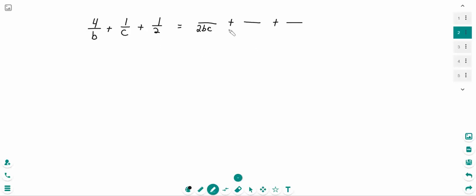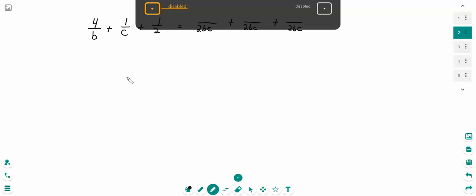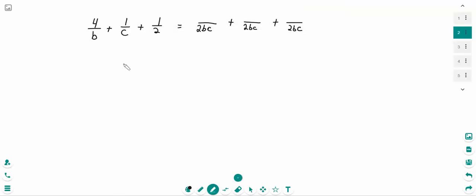We're basically using everything. So we have 2bc as the common denominator. Now we need to figure out what the numerators are going to be. So let's figure out what we used to get this common denominator. So the b was multiplied by what? The b would have had to have been multiplied by a 2 and a c. So this would have had to have been multiplied by a 2c to get to this 2bc here. So that's what we need to multiply the numerator by. So 4 times 2c, well, that's going to be 8c, right?